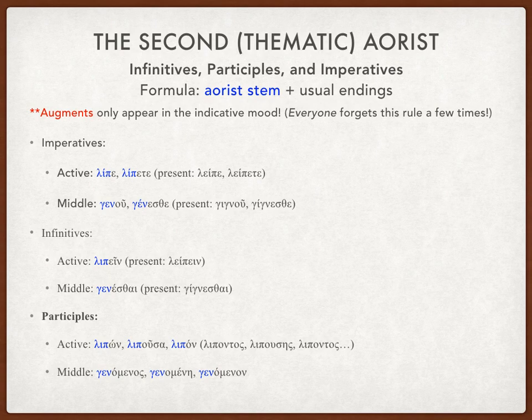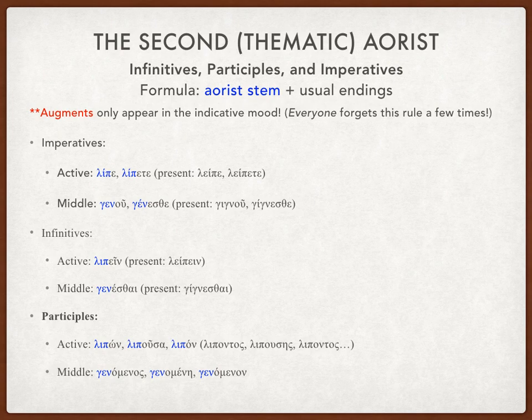The infinitives are also very simple. You just start with your aorist stem lip or gen and add the infinitive endings. So lip pain is the active aorist infinitive as opposed to lay pain, which is the present form. So lip pain versus lay pain. And gennestai is my aorist infinitive for gignomai, as opposed to gignestai, which is the present infinitive. You can see the stem has changed between them.